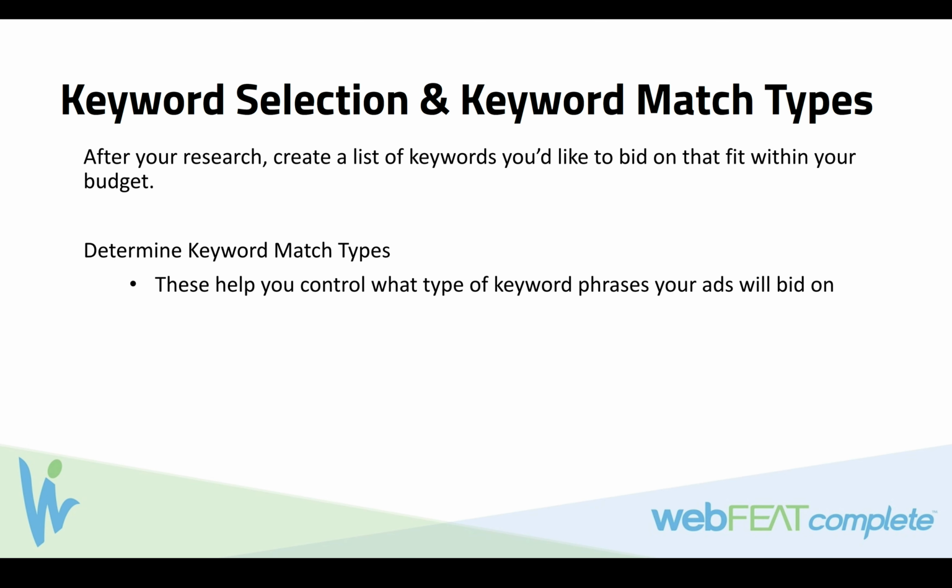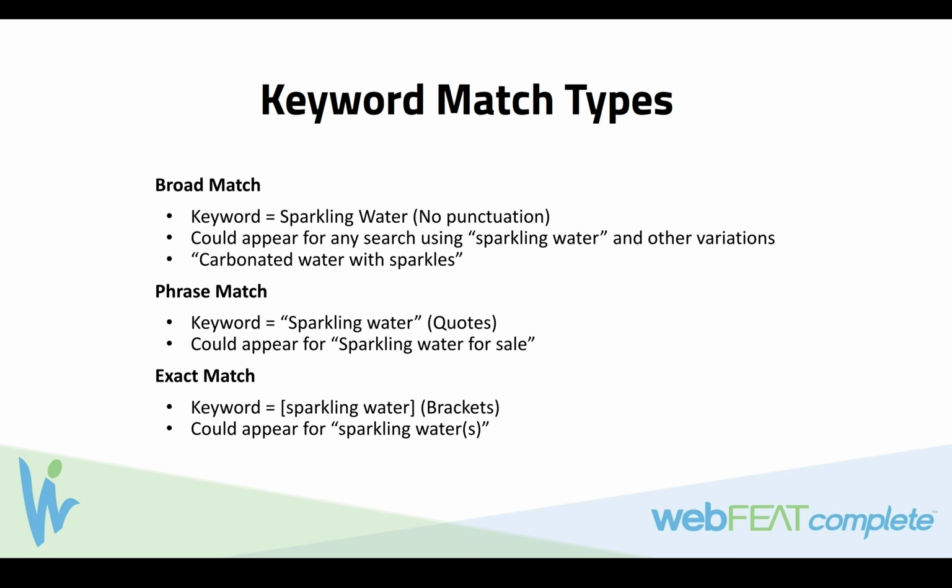So after you've done your research, you want to compile a list of keywords that you think are going to be effective for your campaign, and also keywords that you're going to have a good chance of showing up on page one and driving traffic to your site with. So once you have that list created, then you have to determine what type of keyword match types you want to use. So the keyword match types help you control what type of keyword phrases your ads will bid on.